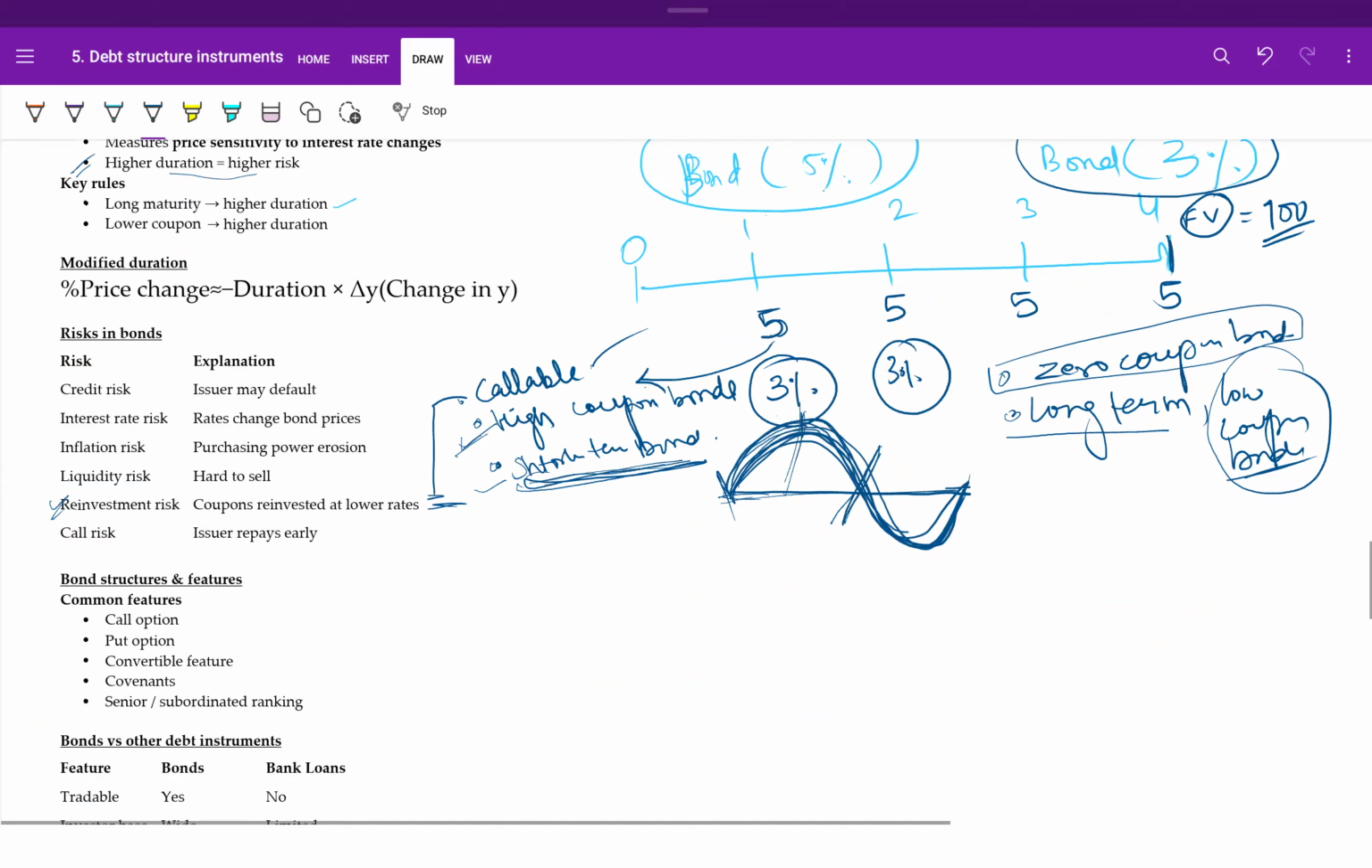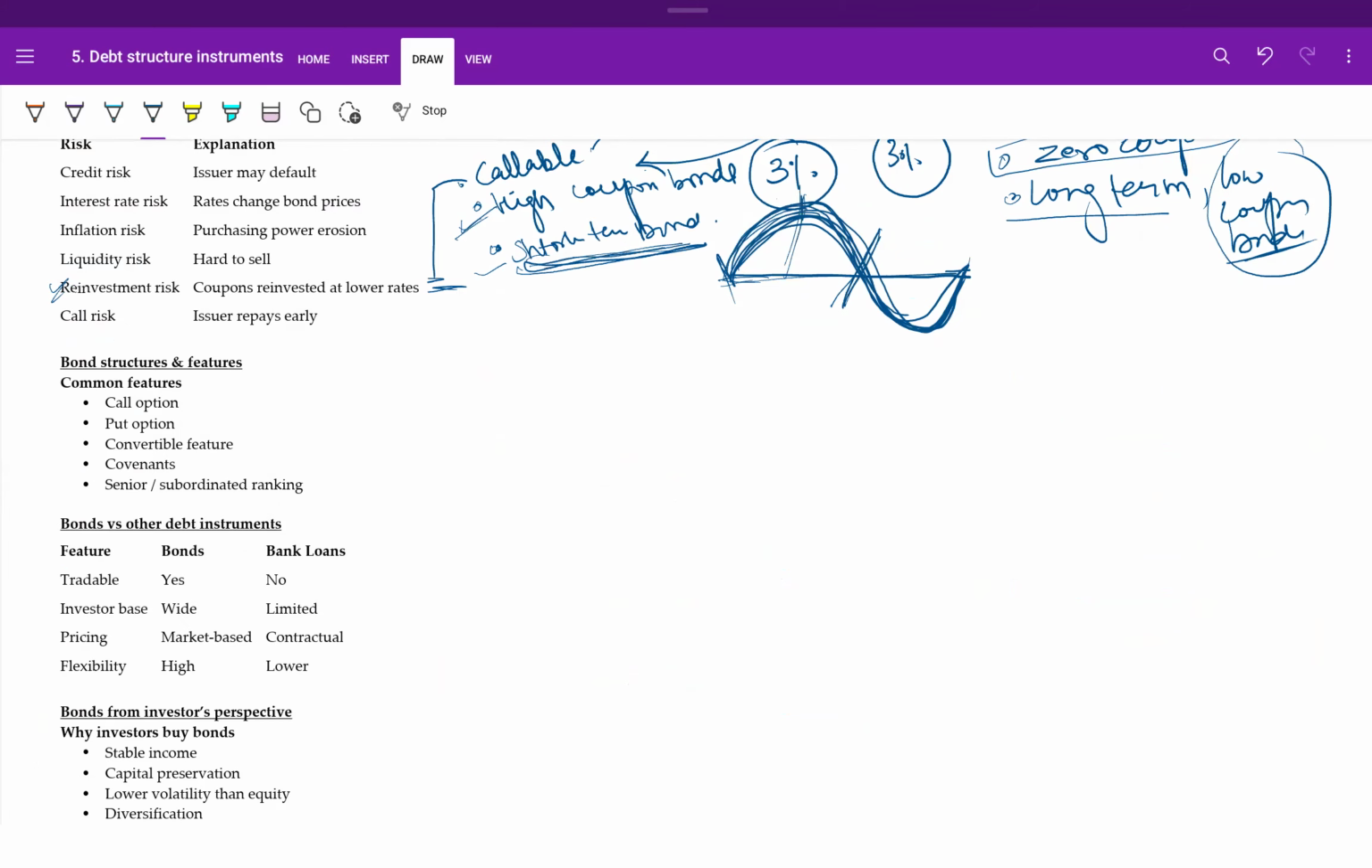So let's talk about bond structures and features. There are callable bonds, putable bonds, and bonds with convertible features. There are covenants, which is just again a fancy term for rules and regulations.